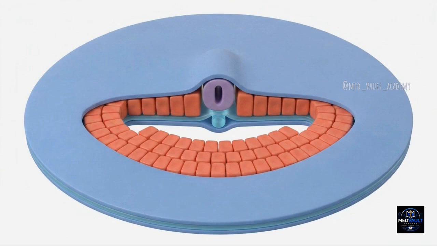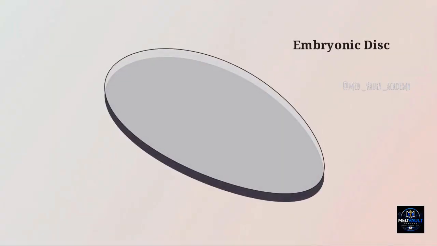At this stage, the embryo lacks any resemblance to a human. It is essentially a flat, featureless disc of rapidly dividing cells. Only a few central structures anchor this disc.